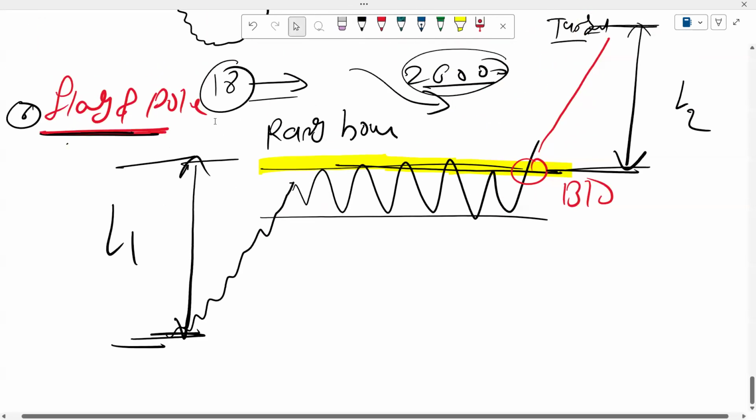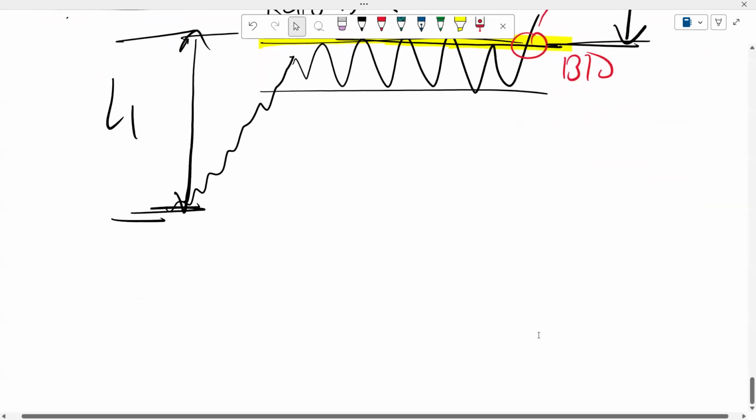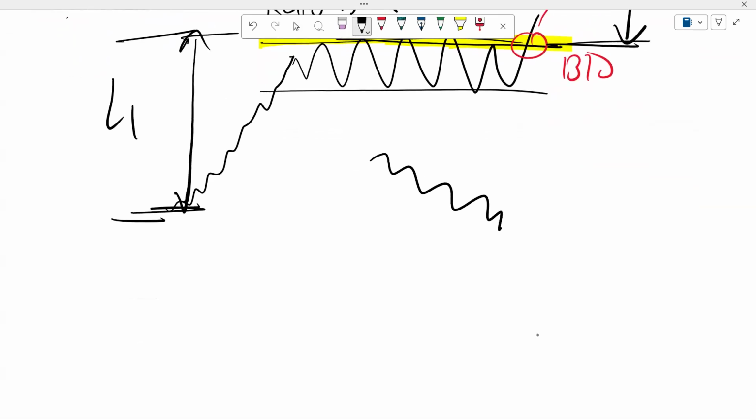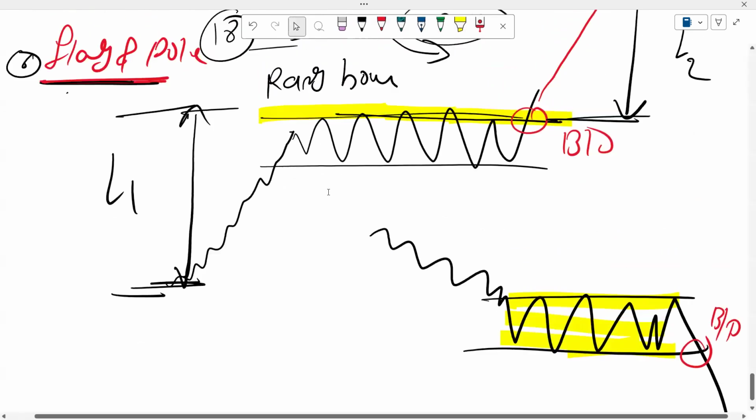I'll show you that also, the flag and pole pattern. And in the flag and pole pattern, it can be reversed also like this. Market gets range bound. You plot this range bound movement of the market, and at this point it shows a breakdown. So this is your flag and pole reverse.